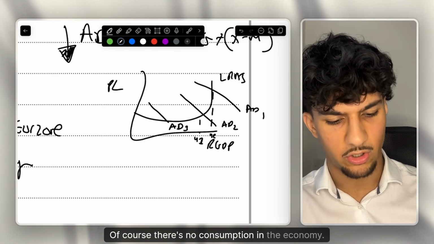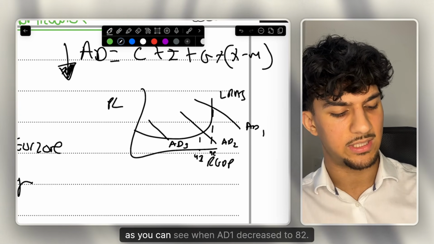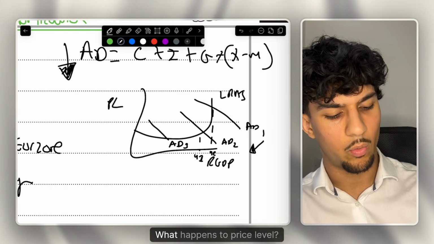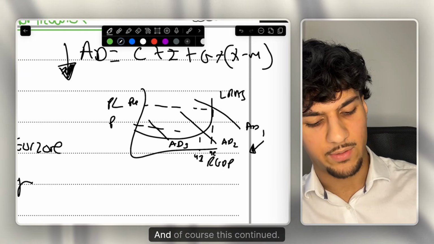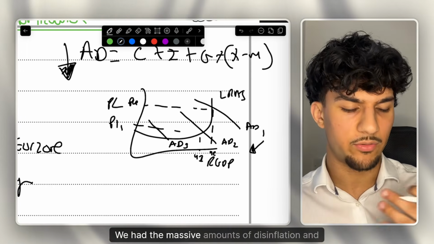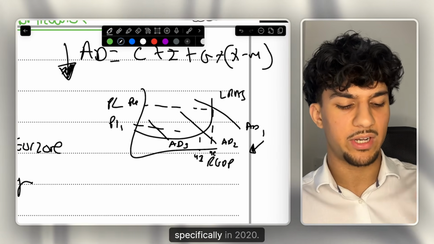Of course, there's no consumption in the economy, there's hardly any investment. AD is going to decrease. When AD decreases, as you can see, when AD1 decreases to AD2, what happens to price level? Price level decreases from PL to now PL1, and of course this continued. We had massive amounts of disinflation in COVID times, specifically in 2020.